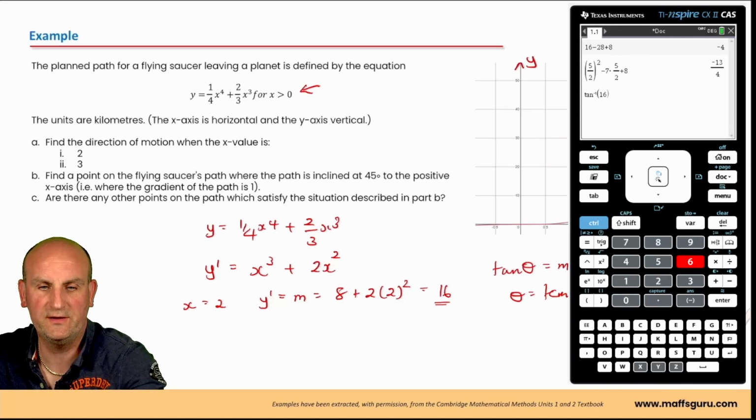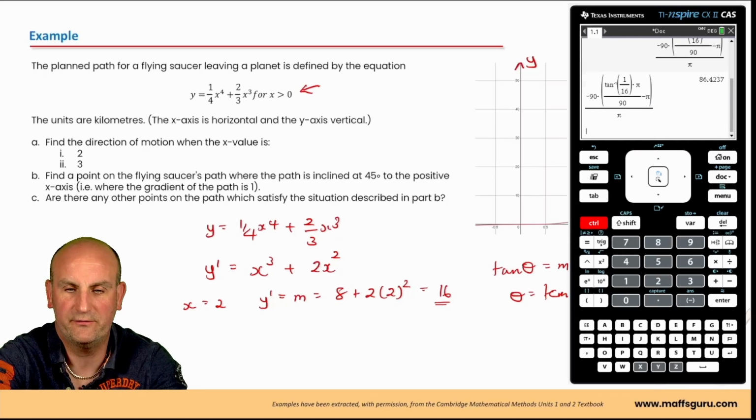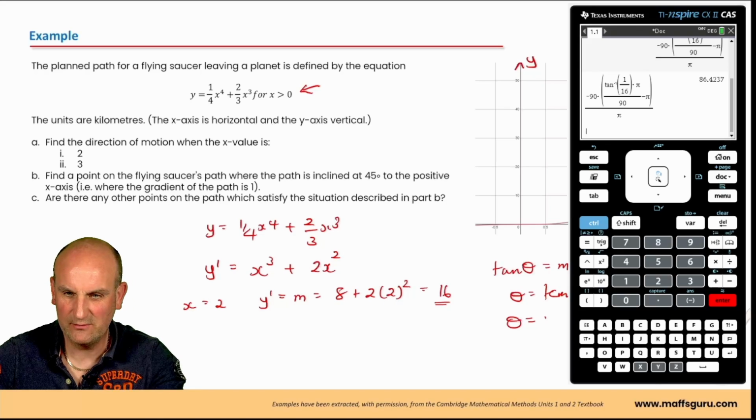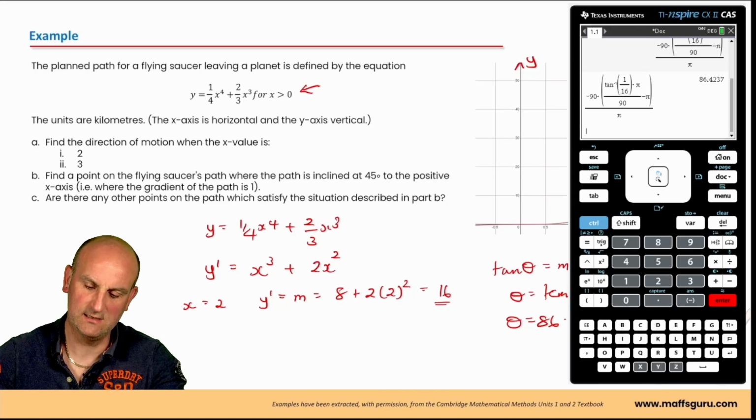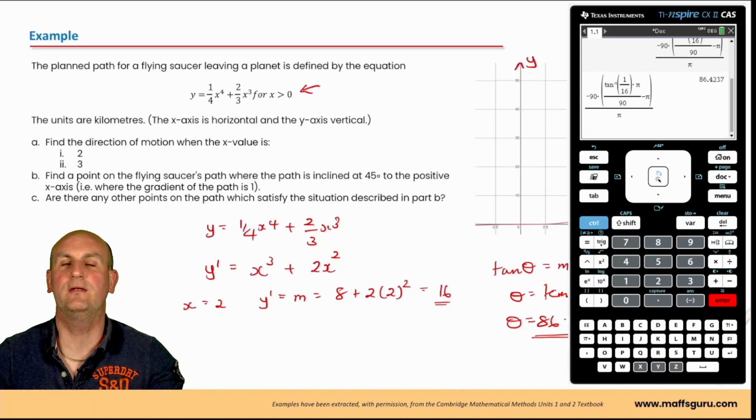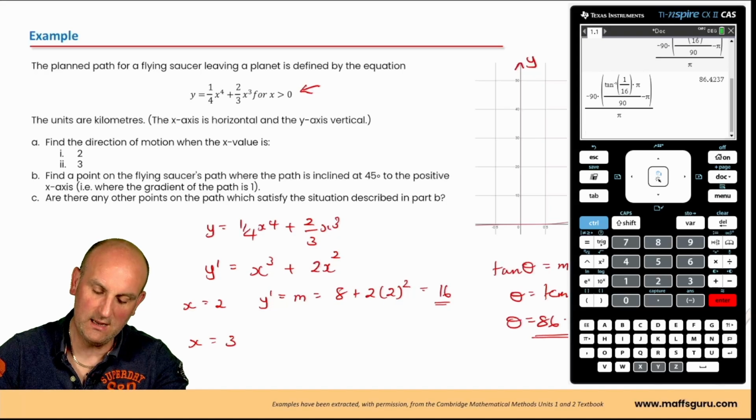10 to the minus 1 of 16, I'm in degrees, and I'm also in exact values, so let's have that there. So in which case we would have theta is equal to, we'll do it to 1 decimal place, 86.4 degrees. And what would we do for part 2?